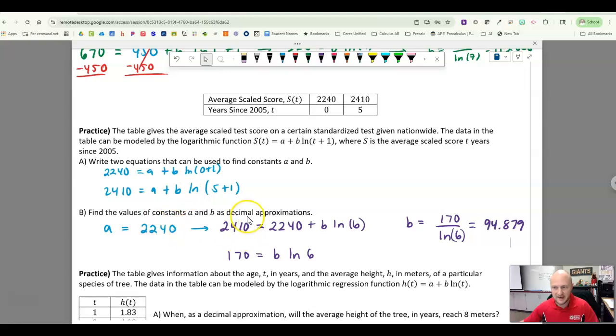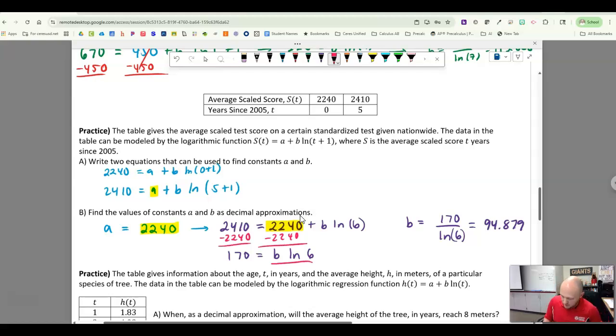And then we can plug that into our second equation. I just replaced A here, right? And so instead of A, I have 2,240. And then we can go ahead and solve. We'll subtract the 2,240 from both sides, and that should give you 170. And then we divide both sides by the natural log of 6. Natural log of 6. And you get a final answer, 94.879. Remember, you must round or truncate to 3 decimals, okay? So hopefully you got that one.